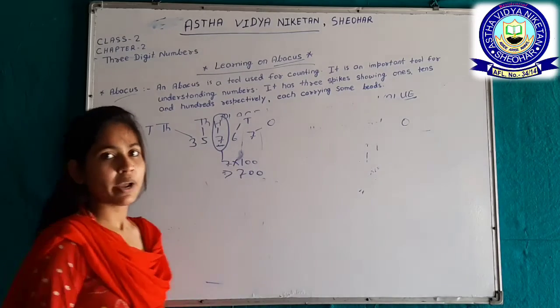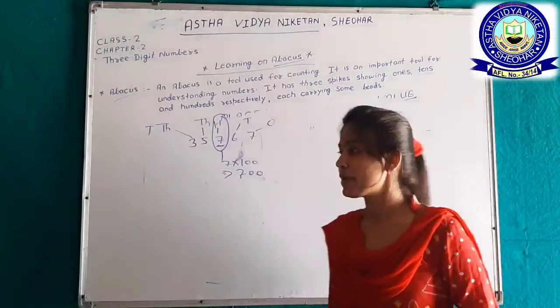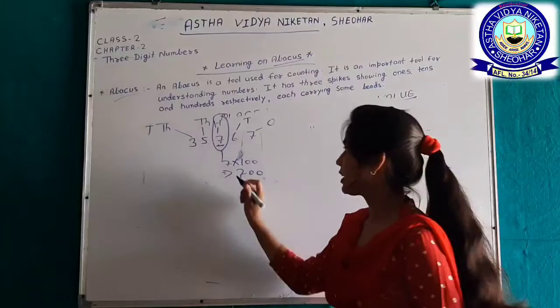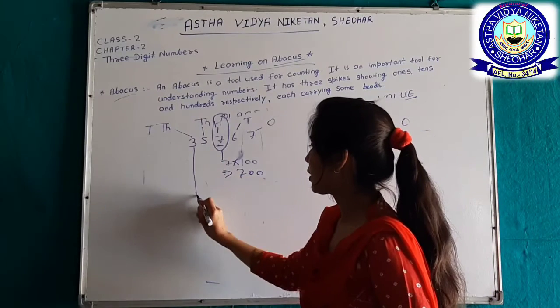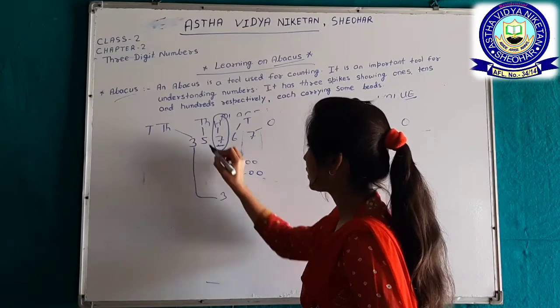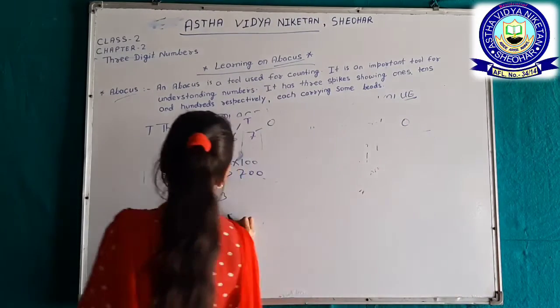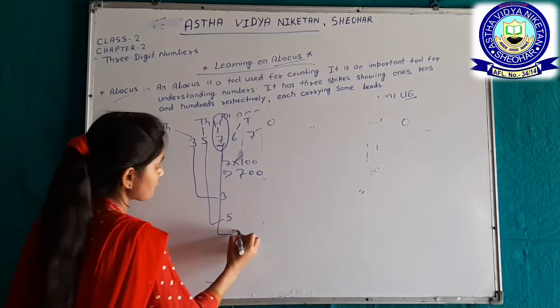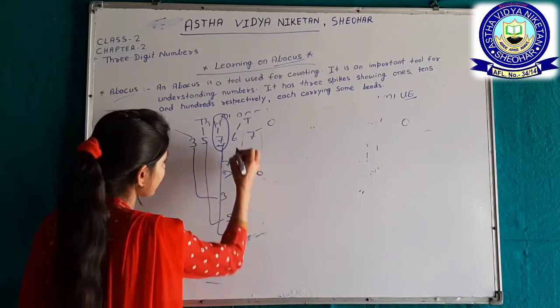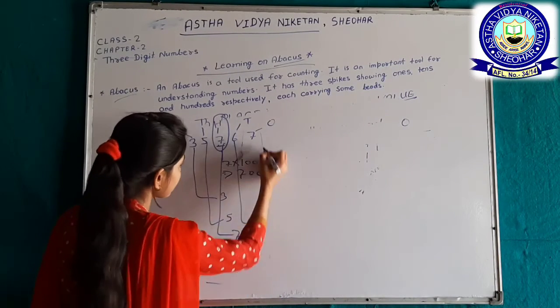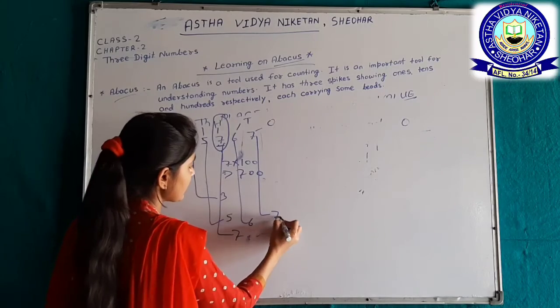The position of 7 is 100, so the place value of 7 is 700. And if you have to find out the face value of any digit, the face value is the digit itself. So the face value of 3 is 3, the face value of 5 is 5, the face value of 7 is 7, the face value of 6 is 6.